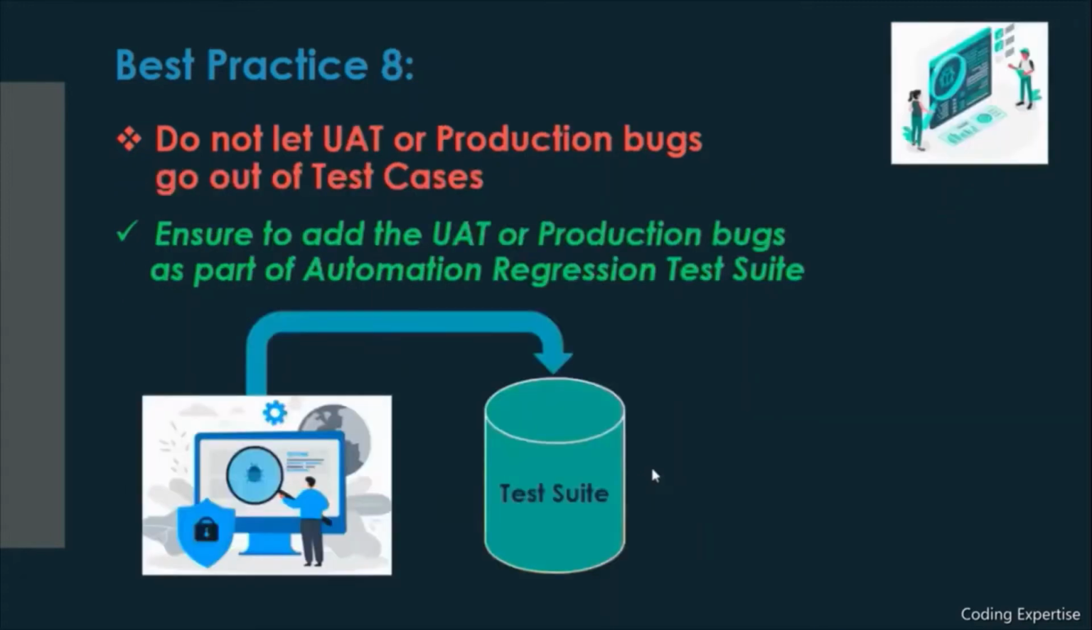Whenever you face a UAT bug or production bug, the entire team's focus will be on the fix, workaround, and the deployment process. That's quite obvious. But as automation engineers, we must make a note of the bug and include it in the automation test suite. This way, the test suite helps us find bugs in future. It acts like a gatekeeper, I would say a bodyguard for us. Let's move on.